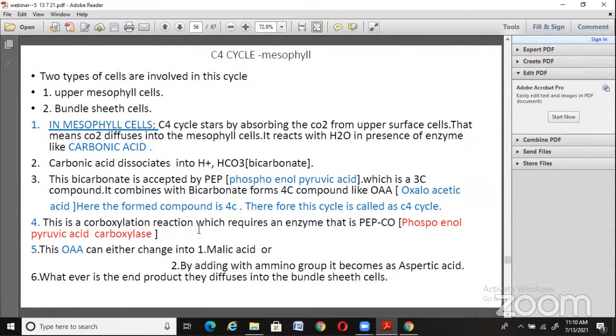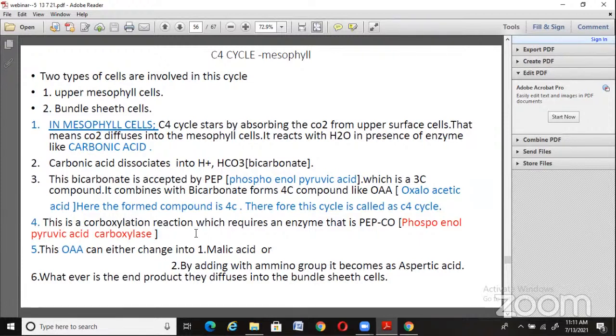Why is it called the C4 cycle? Because the first formed product is a 4C compound. The first synthesized compound is a 4C compound. That's why it is called the C4 cycle. And this is a carboxylation reaction. Yes, we know that, because acceptance of CO2 by PEP is a carboxylation reaction.